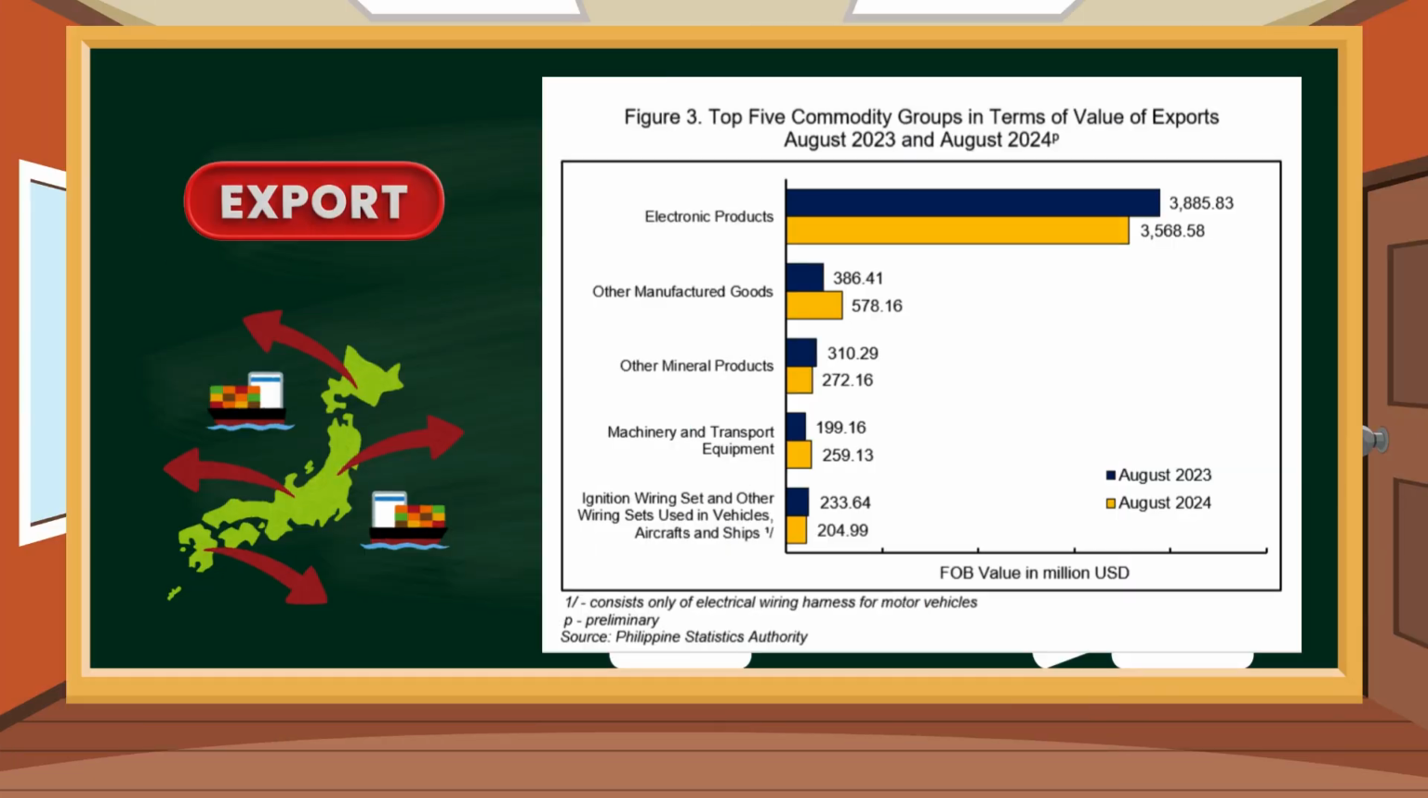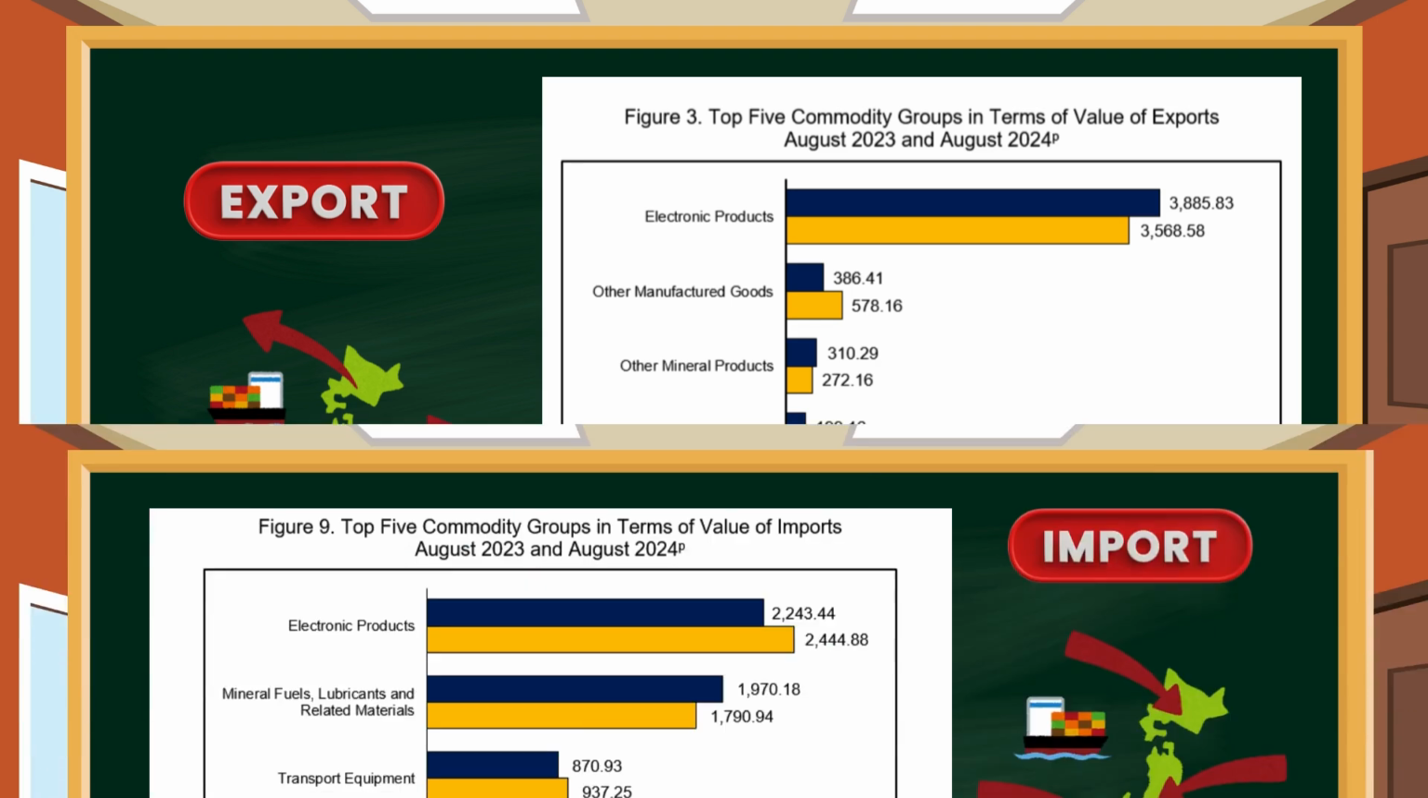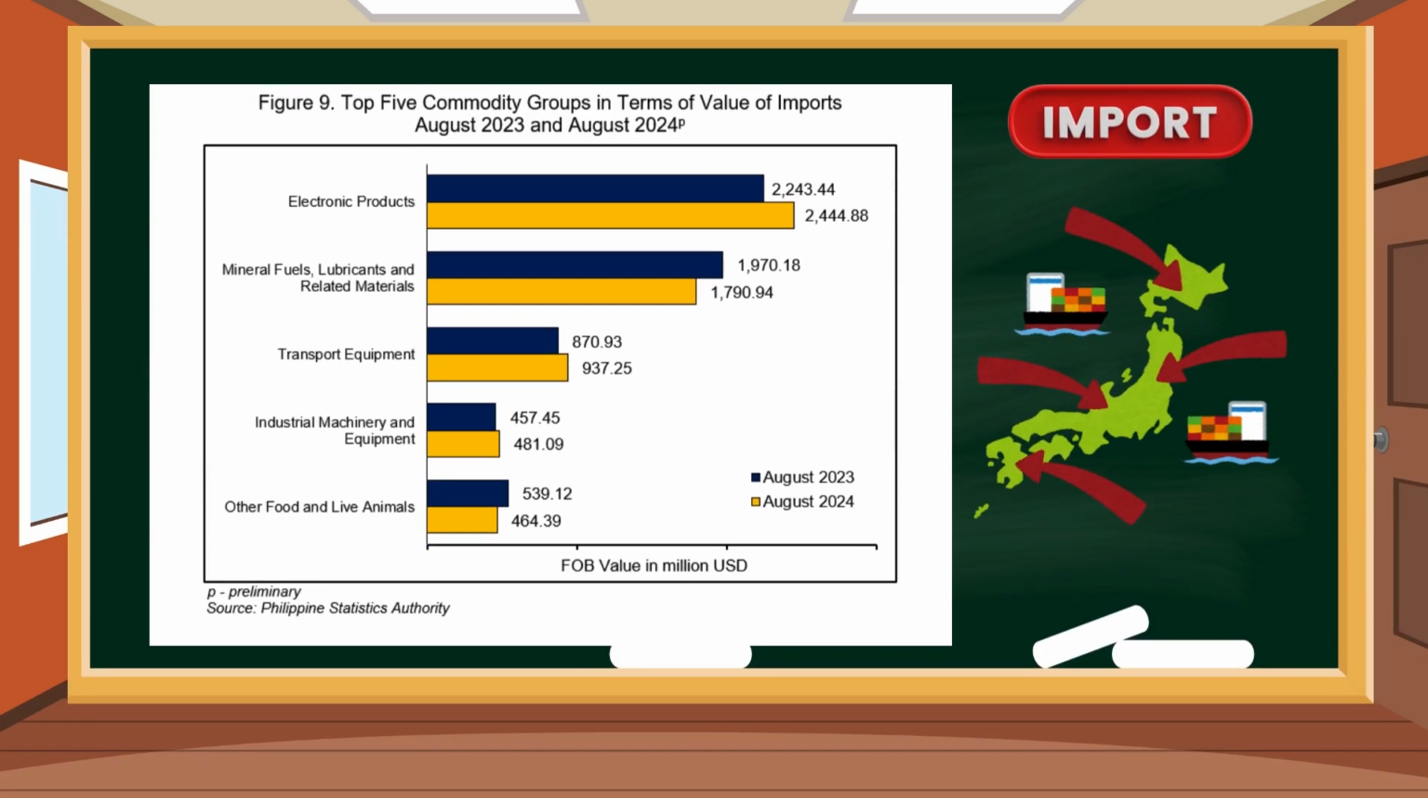According to the Philippine Statistics Authority, the commodity group with the highest annual increment in the value of exports in August 2024 was other manufactured goods with $191.75 million. In 2024, the commodity group with the highest annual increment in the value of imported goods was electronic products with $201.44 million.